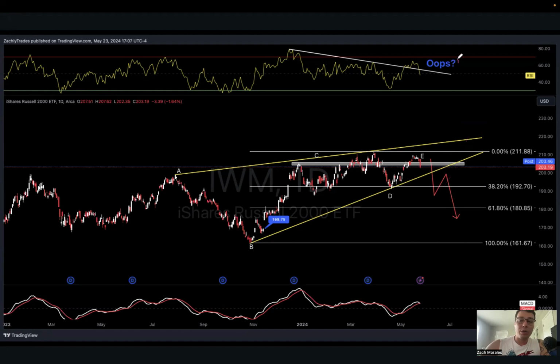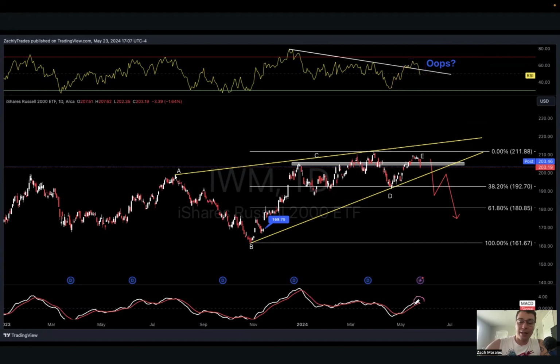Now, this is what we're talking about here with the SPY, where we break out and instead of retesting and pushing higher, we flush through here. So this is already giving me more bearish vibes on the IWM, right? Because we broke out of here and now we're flushing through. So it looks like an oops, like a little bit of an oopsie daisy and false breakout here.